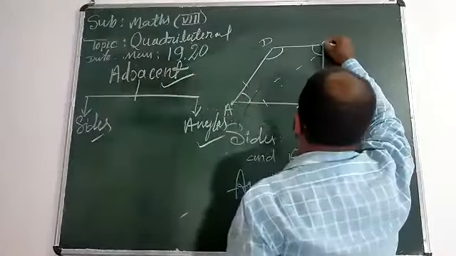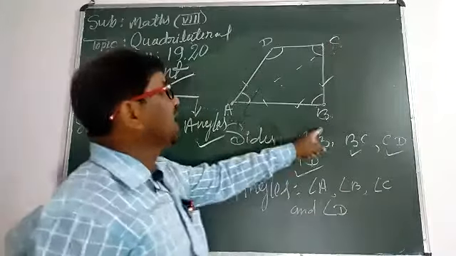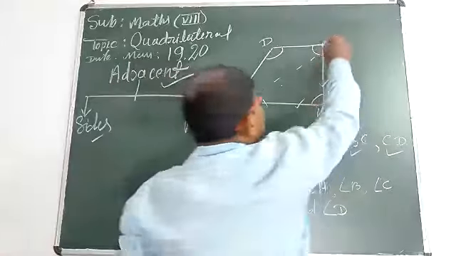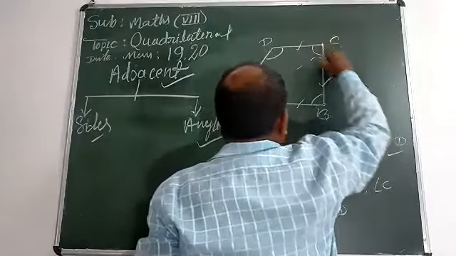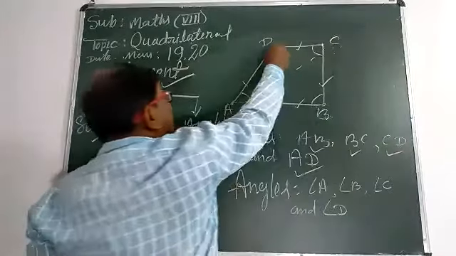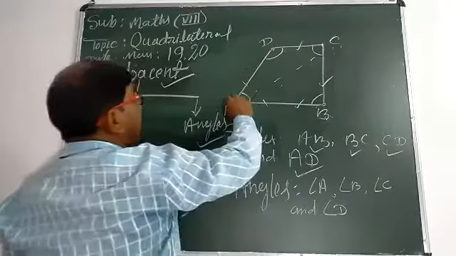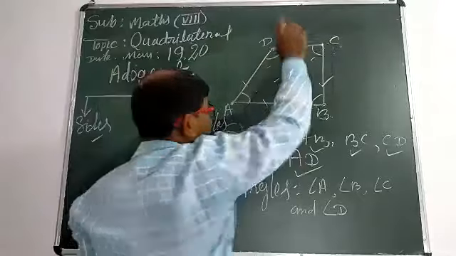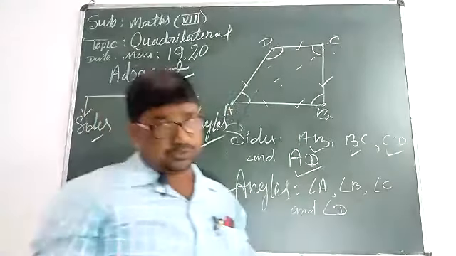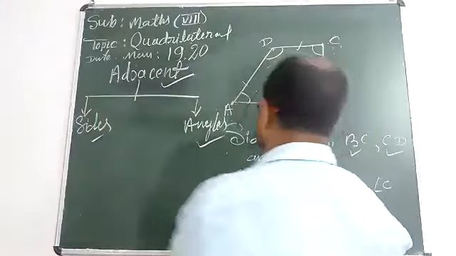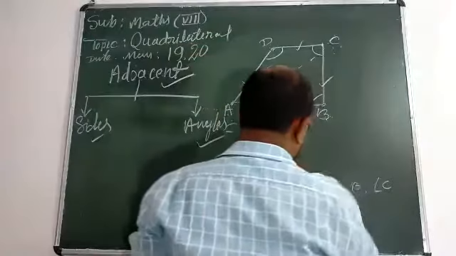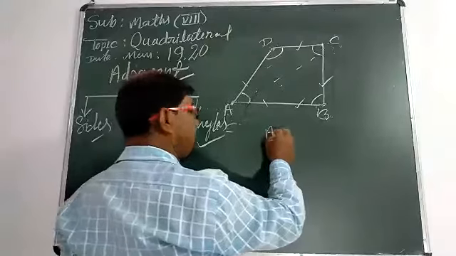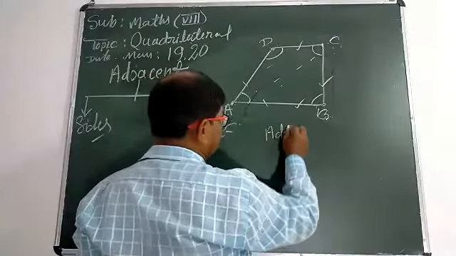Similarly, for vertex C, there are two sides: one is BC, another is DC. They are adjacent at point C, so they are called adjacent sides. For vertex D, one side is AD and another side is CD. They are called adjacent sides. Are you following adjacent sides, student? A pair of adjacent sides.